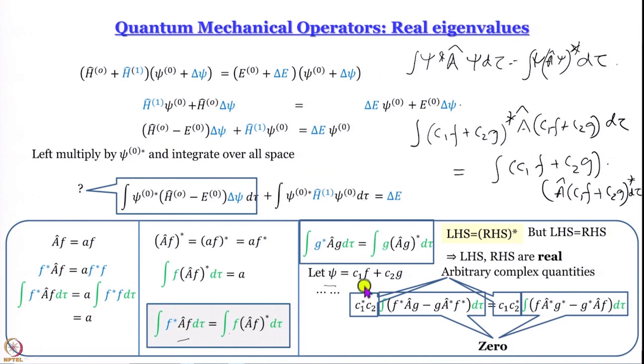Integral f star A hat g minus g A hat star f star d tau must be equal to 0. Similarly, integral f multiplied by A hat star minus g star A hat f d tau is also equal to 0. Well, there are too many f's and g's and stars here. Please do not get scared, please do not get confused. Stop the video here if you have not understood.